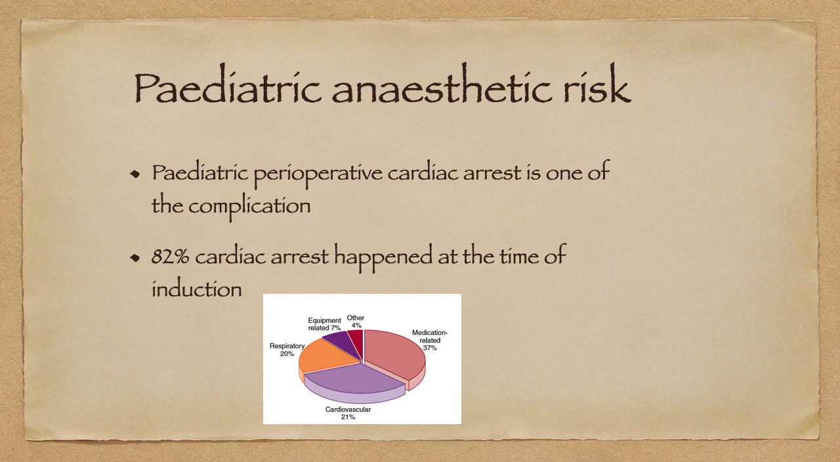Cardiac arrest due to cardiovascular causes was 21%. Respiratory cause, where the patient goes into hypoxia and then cardiac arrest, is 20%. Equipment related means, for example, if you could not intubate, or when you are putting a central line you have injured an artery or something. So equipment related is 7%.